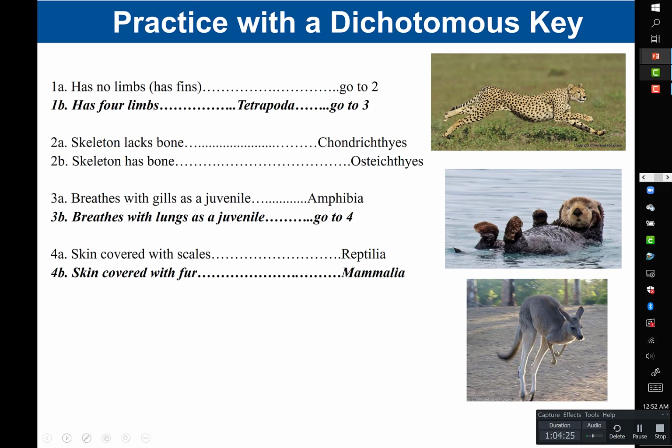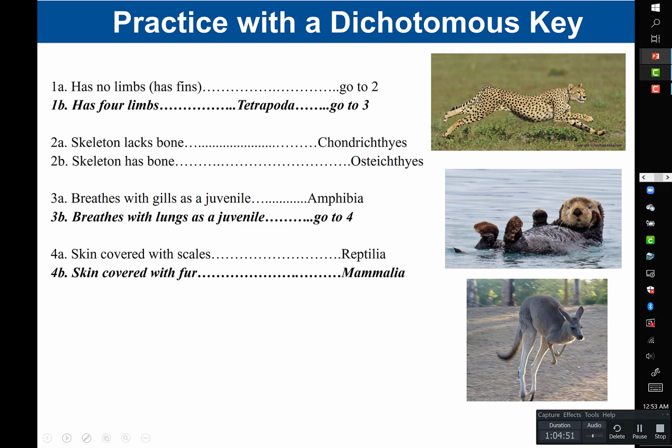So let's practice with another dichotomous key using actually animals this time. Look at the pictures of these 3 animals. We're going to start from the top. Has no limbs, so has fins, go to number 2, or has 4 limbs, it's tetrapoda, go to number 3. So which of those characteristics apply?